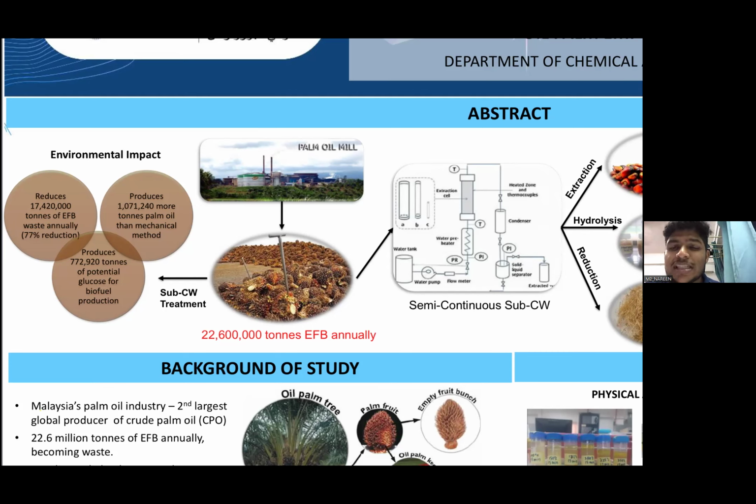Last but not the least is the production of 772,000 tons of potential glucose, which can be used for biofuel production. So I hope you can see the significant impact of my research on the environment, and how we can impact not only the palm oil industry, but the world in reducing waste, as well as the potential to produce biofuel, which can indirectly reduce greenhouse gases and climate change.